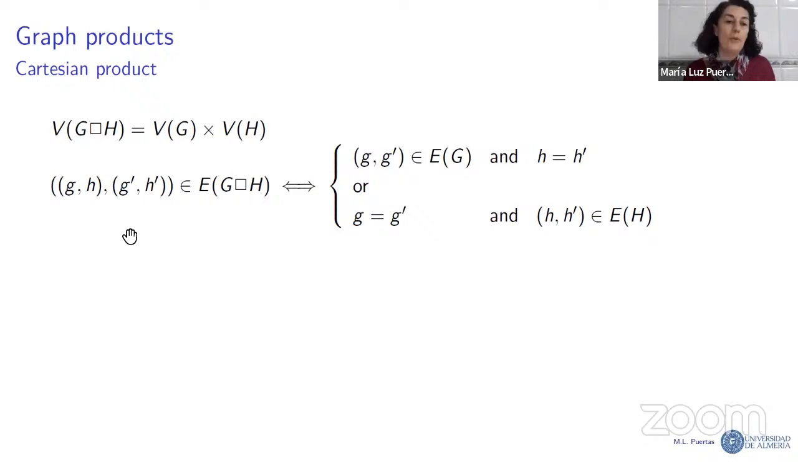For the Cartesian product, the vertex set is the Cartesian product of both vertex sets. And two vertices, (g,h) and (g',h'), are adjacent in the Cartesian product if and only if the first coordinates are adjacent in G and the second ones are equal, or the symmetric condition: the first coordinates are equal and the second ones are adjacent in H.